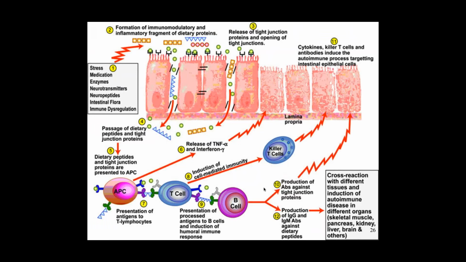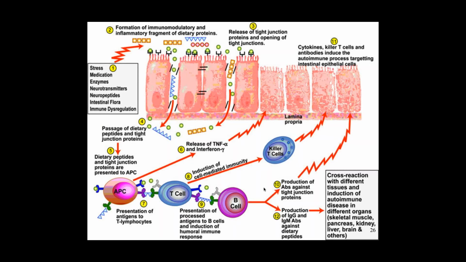So what I want you to see here is, if you look at the little blue triangles, these are the peptides that are managing to get through the cells. You can see there between intestinal cells, we've lost tight junction proteins, and there are substances getting through. So if you look at the little yellow numbers, number 1 shows the things that influence this process, and number 2 shows the formation of your immunomodulatory fragments of proteins and things, and then you get the tight junction proteins getting broken down and opening.